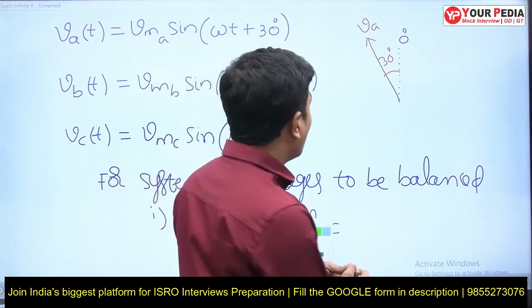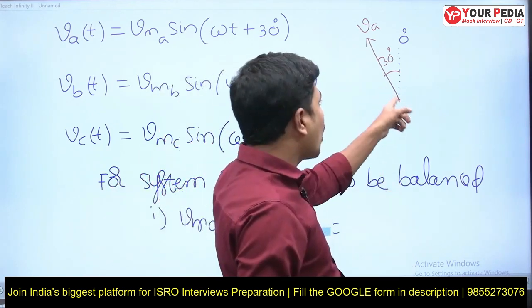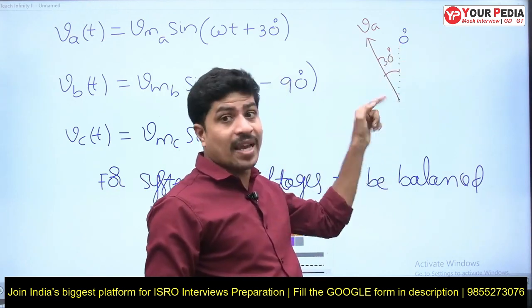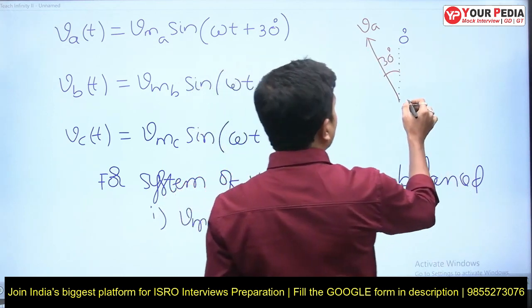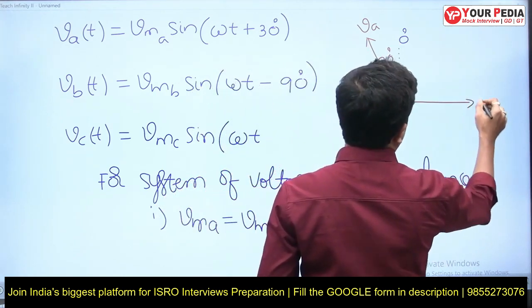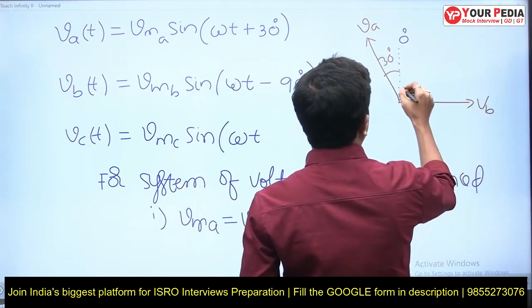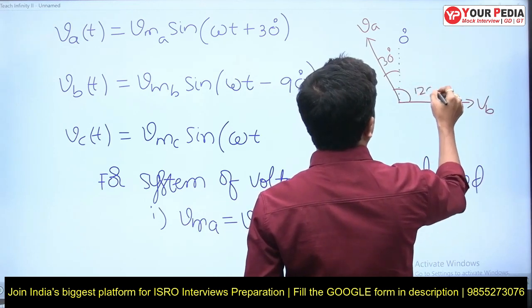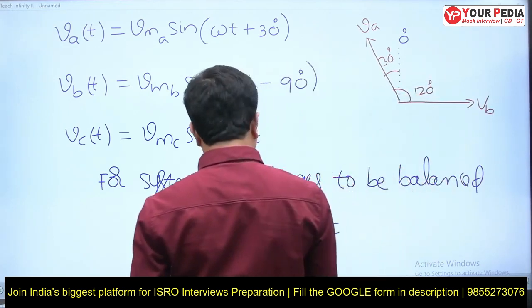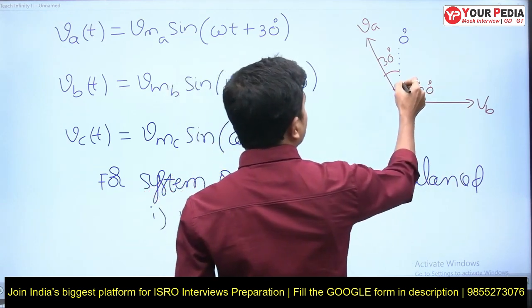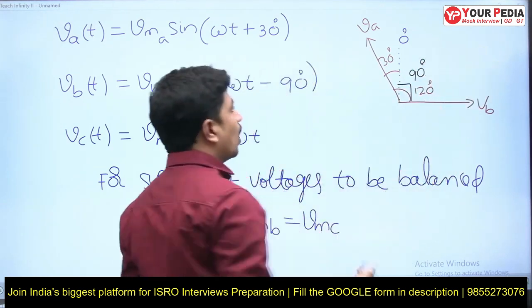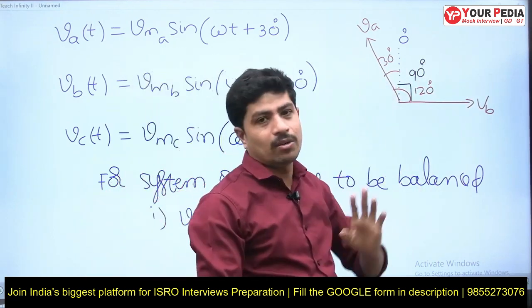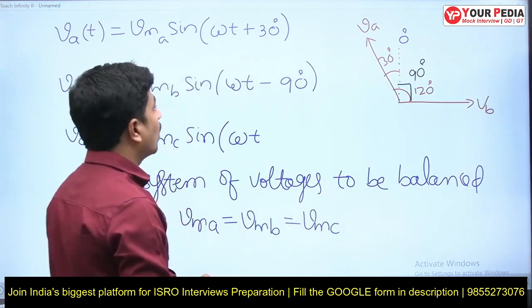So how much angle do I have to take for Vb from 0 degrees in such a way that the angle difference between Va and Vb is 120? This is Vb. This total is 120, and this particular value from 0 degrees is 90 degrees only. 90 plus 30 will be 120. Now we have to calculate for VC.